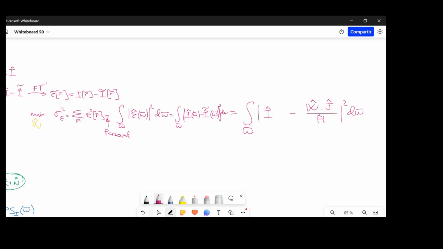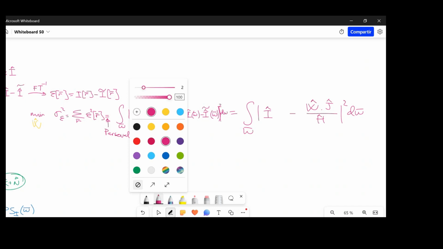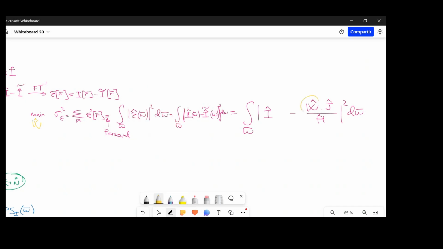So J is given, H is given, I don't know. And all I can change here is this W. Now we wonder, how can I minimize something if I don't know this thing? This I don't know. All the others are known.